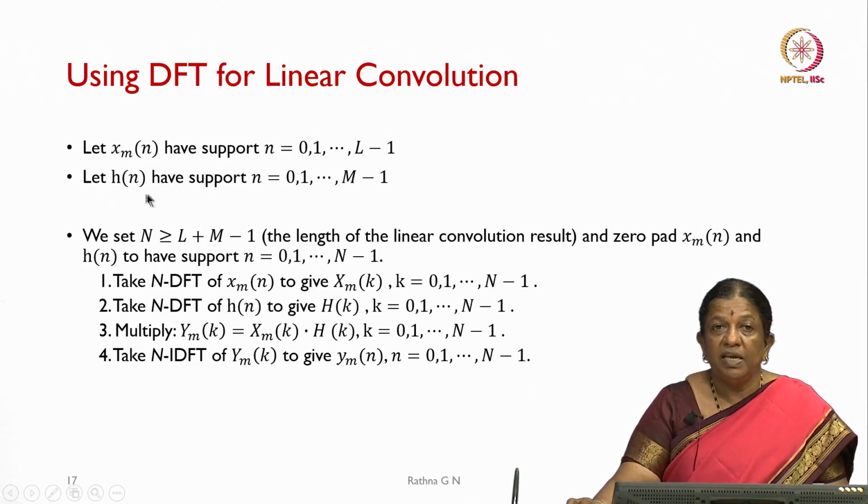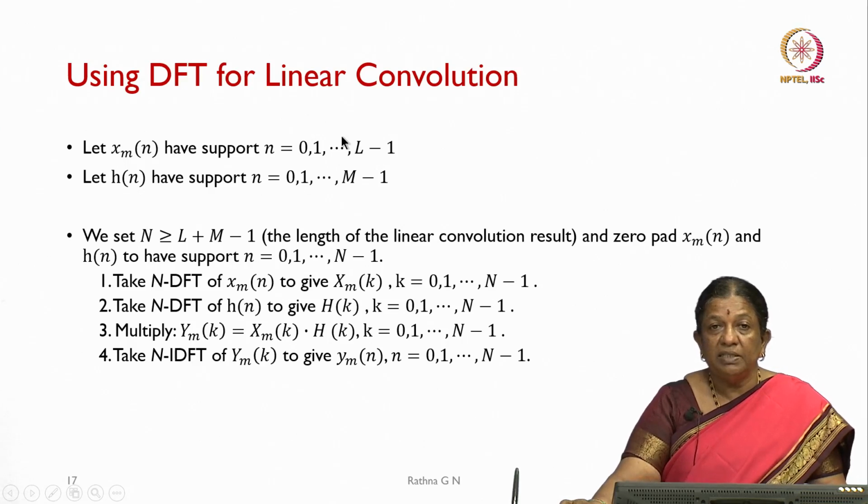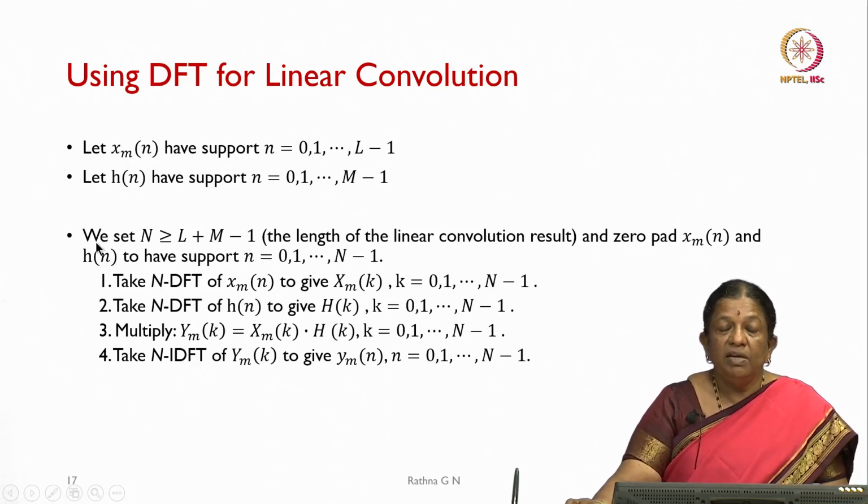If it is the filter case, we will see that if it is an FIR filter, we will have the b coefficients, so h of n can represent the coefficients of the filter. So, this is one length, and the other one is L, the input length. Then we set N greater than or equal to L plus M minus 1, that is the length of the linear convolution result, and zero pad x_m of n and h of n to have support for n equal to 0 to N minus 1.